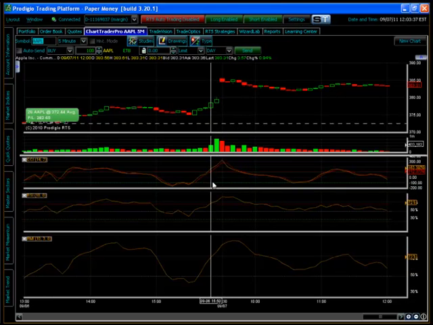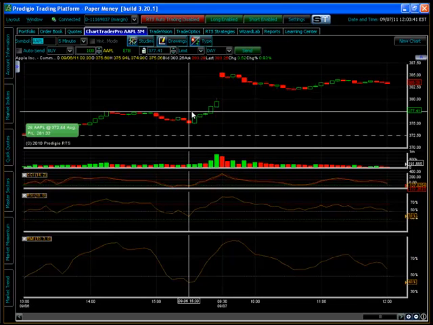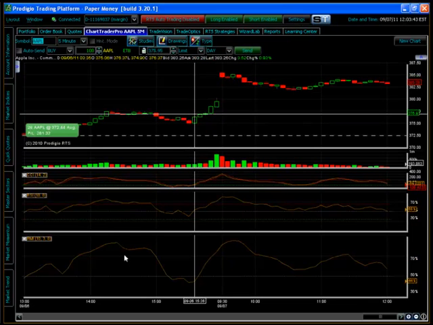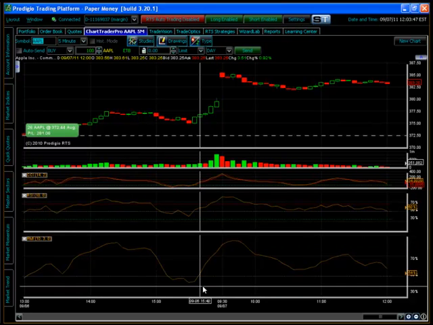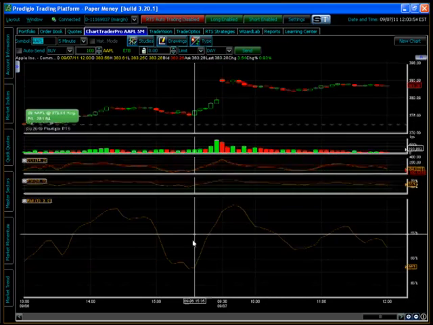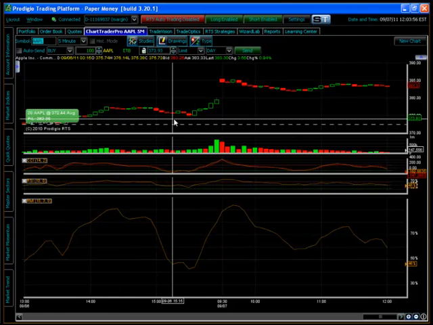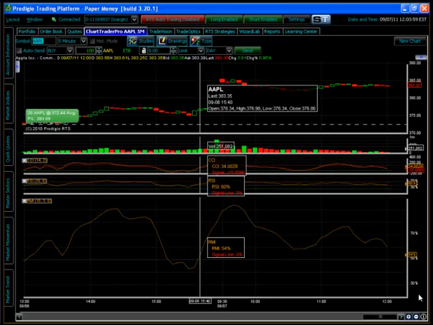Now I'm going to generalize here for a minute, and you have to be careful with generalizations because they're not true all of the time. But I've got an interesting oscillator down here called RMI. RMI stands for the Relative Momentum Indicator, and this is kind of a variation on RSI. I want to show you the general behavior of this oscillator.